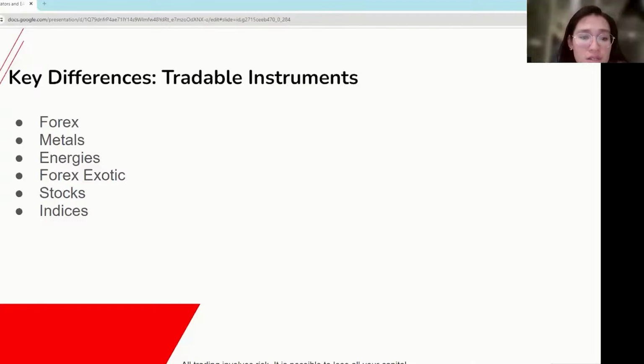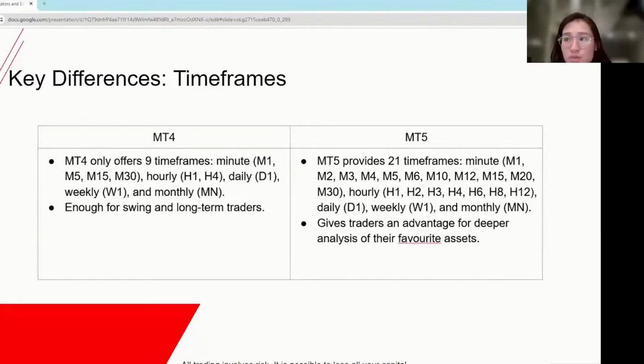So some key differences in the tradable instruments we mentioned earlier. MT4 only allows for Forex. MT5 offers commodities like your metals, energies, stocks, as well as indices, and some crypto as well. Time frames. So MT4 only offers 9 time frames, which would be your basic M1, M5, M15, M30. Hourly time frames include your H1, H4, daily, weekly, and monthly, which is enough for swing and long-term traders.